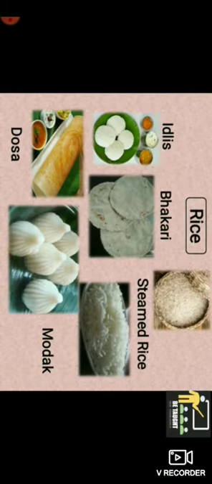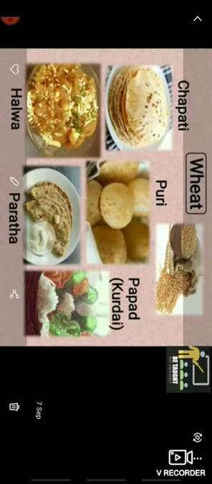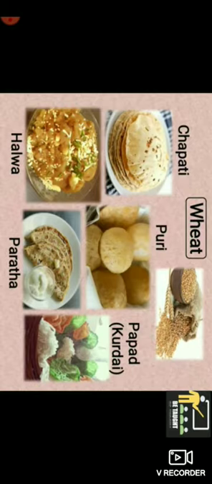Okay, so first is rice. From rice we can make different types of idlis, bhakri, steamed rice, then modak, dosa. So you need to make a list of the dishes which can be made from rice. Next one is wheat. Okay, so from wheat what can we make? Chapati, puri, papad or kurdai, then halwa, paratha we can make from wheat. Okay, so you need to make a chart about that.